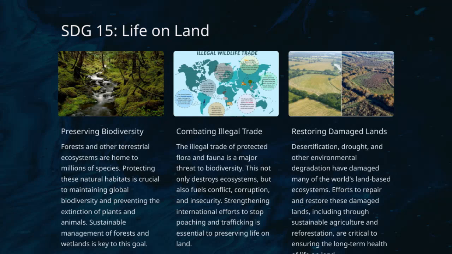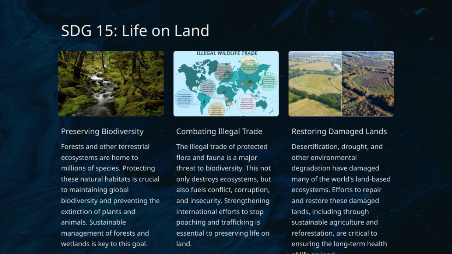Let's talk about some of the major challenges facing our land-based ecosystems today. Desertification, drought, and other forms of environmental degradation have caused significant damage to these ecosystems worldwide. But it's not just about recognizing the problem, it's about taking action. Efforts like sustainable agriculture and reforestation are essential because they help repair and restore these lands, ensuring their health and productivity for the long term.